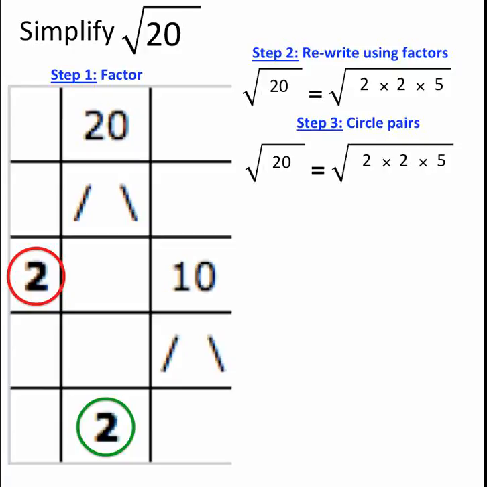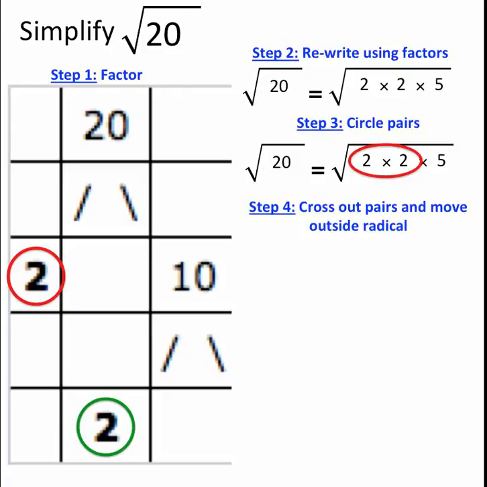My next step is to circle the pairs within this particular expression. When I do so, I see that I have a pair of 2's. The 5 is left alone, but I have a pair of 2's, so I'll circle those.